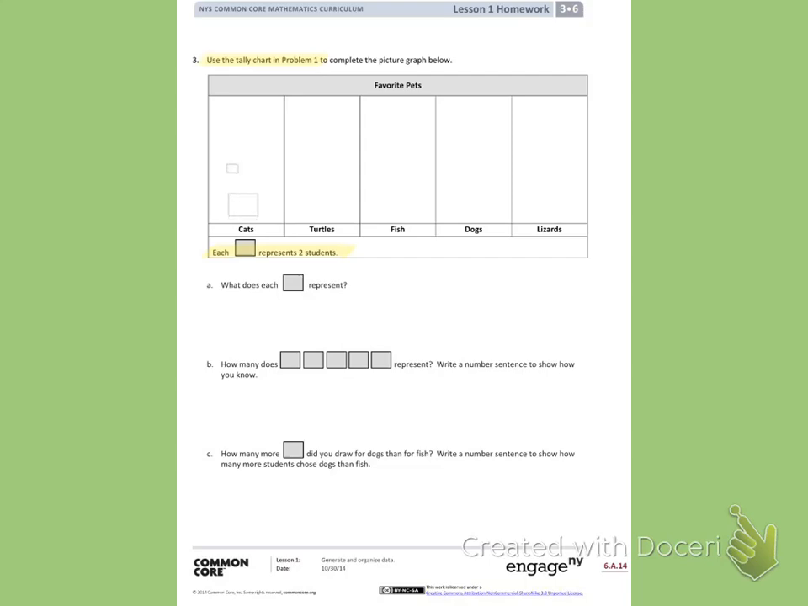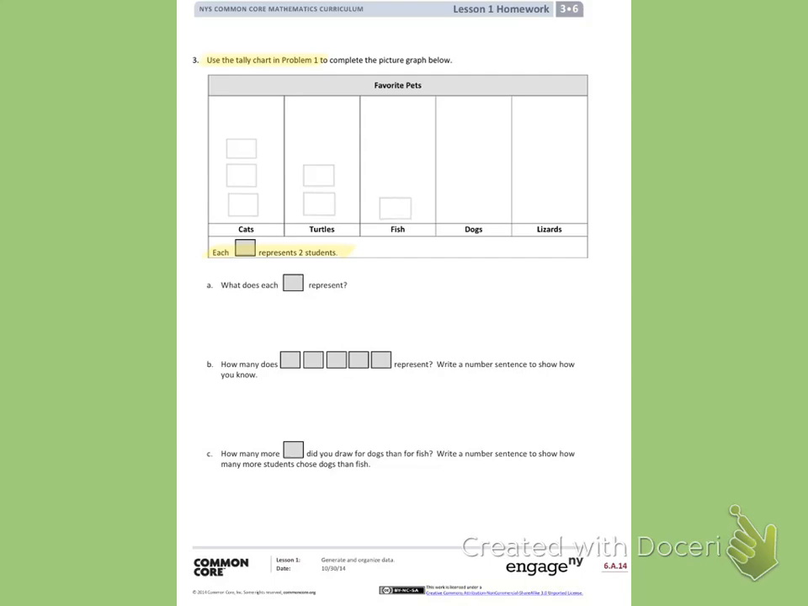2, 4, 6. Let's see if I can do that last one again. Now, let's do turtles. 4 people liked turtles, so again, I'll count by 2's. 2, 4. 2 people liked fish.